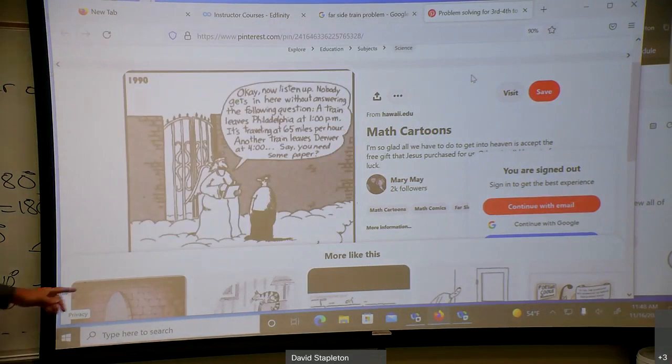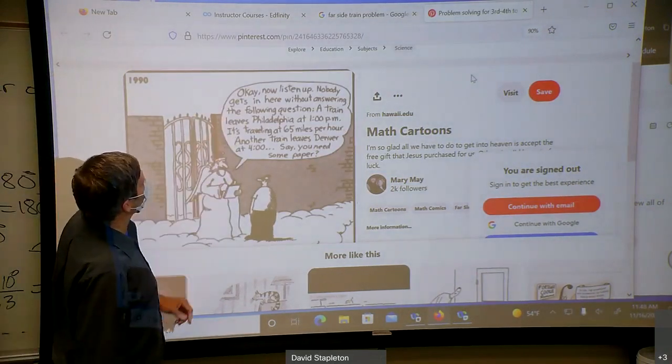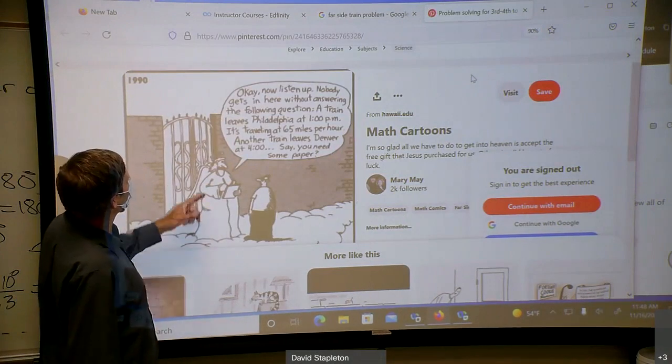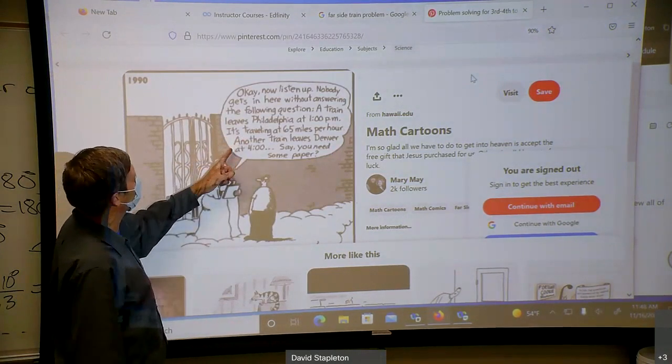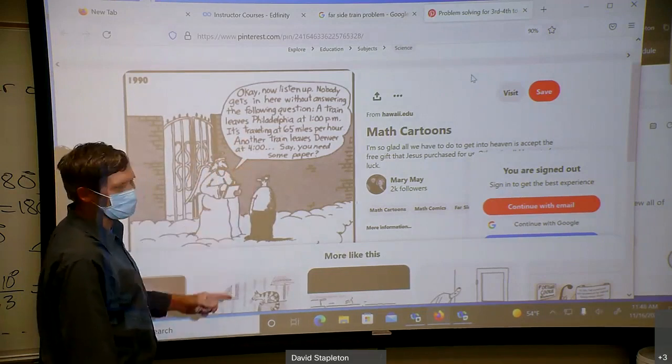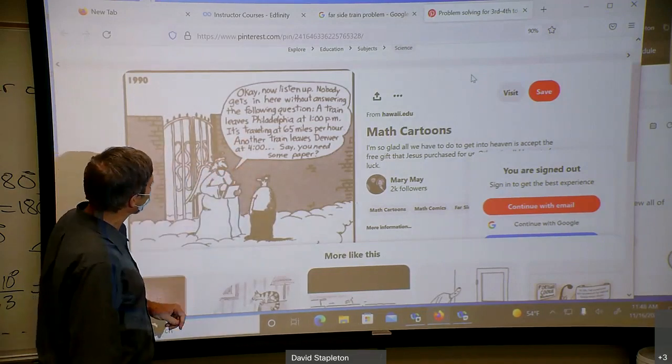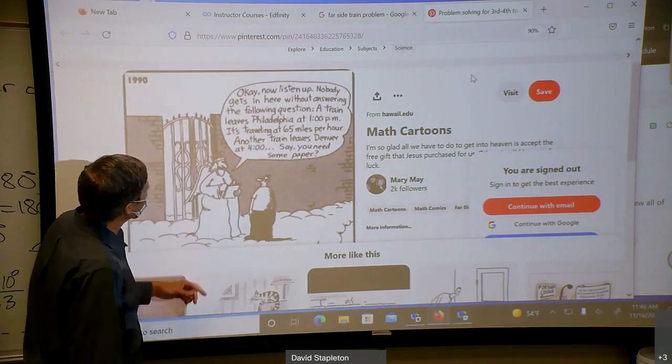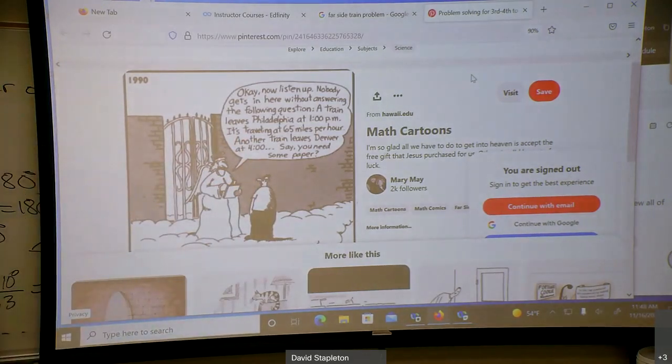Get up to heaven and okay, now listen up. Nobody gets in here without answering the following question. A train leaves Philadelphia at 1 p.m. It's traveling 65 miles per hour. Another train leaves Denver at 4 o'clock. So you need some paper and you got to answer one of these kind of problems we're doing here. This is the mathophobic's nightmare. I thought it was a pretty good cartoon. Anyway.